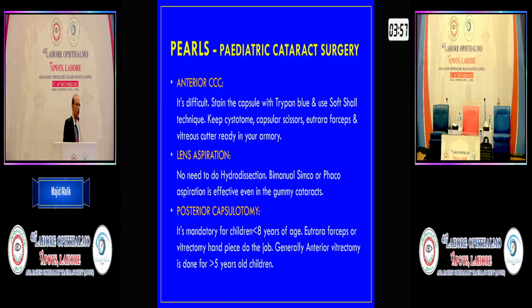Now, what are the indications? It is mandatory for children under 8 years of age. Utrata forceps or a vitrectomy handpiece serve the purpose. Generally, anterior vitrectomy is done for children more than 5 years of age, 5 to 8. It has to be done for all children below 5 or 6 years, because if we don't do it, there will be opacification of the anterior vitreous face in these patients.